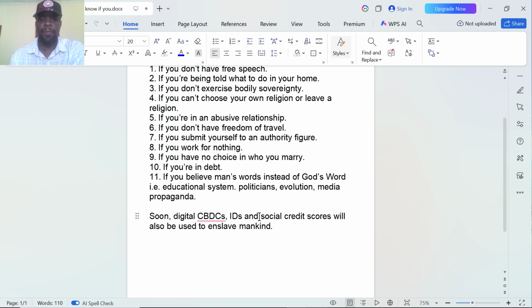Digital IDs, which I think everyone knows about, and social credit scores, like what they have in China. I think there's an app called WeChat, which is used quite a lot in China, as well as other apps, which kind of restrict the freedoms of the Chinese. All this is coming on the whole world. So this will lead to the further enslavement of mankind.